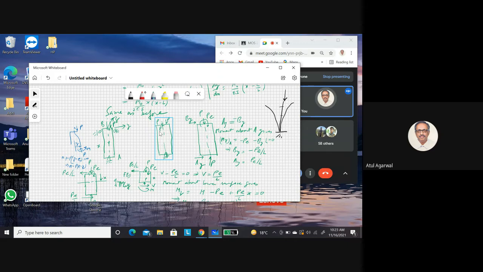So this couple is P into E. You see, this is a clockwise couple here. So this eccentric P you can replace by a compressive P and a couple P into E. E is the eccentricity. So now there is a moment as well as a downward force. Now this is like a bending moment.